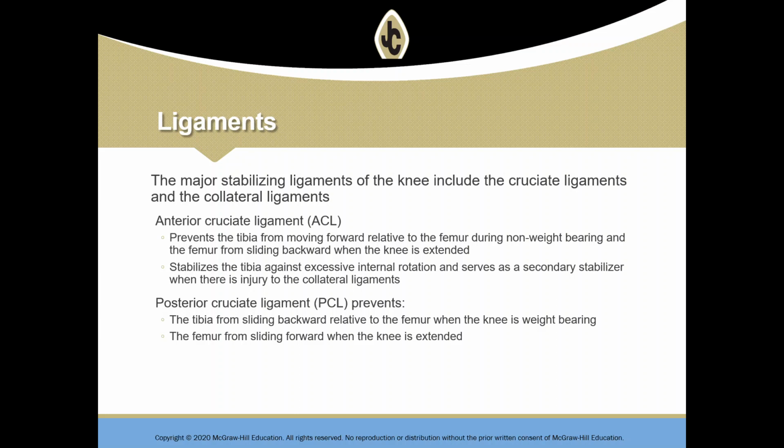So the tibia, the PCL prevents the tibia from sliding backward relative to the femur, the opposite of the ACL. It also prevents the femur from sliding forward when the knee is extended. And a lot of times when we talk about this ligament, it's very difficult to tear it.